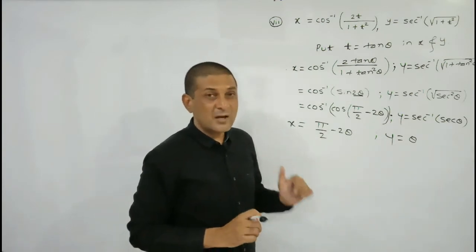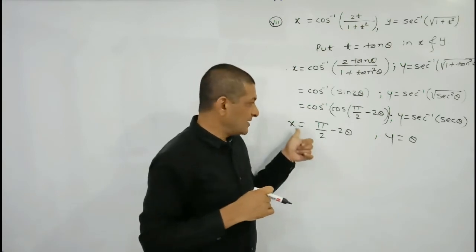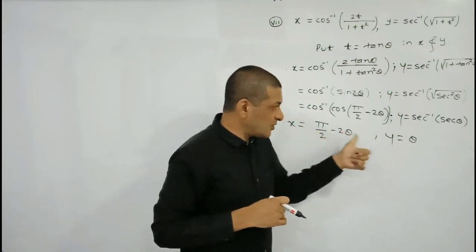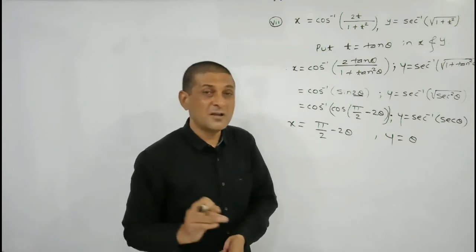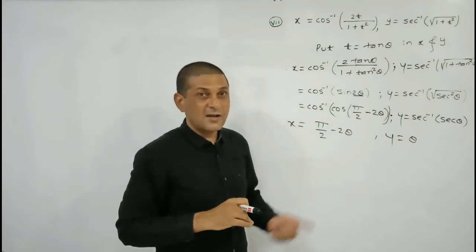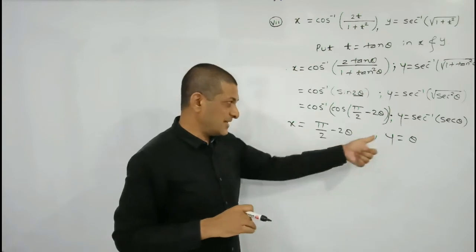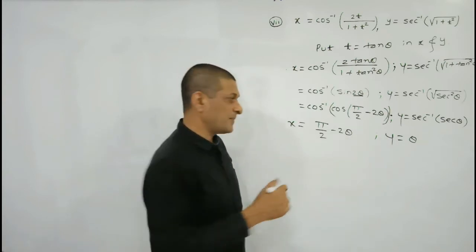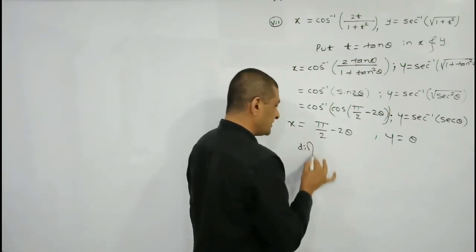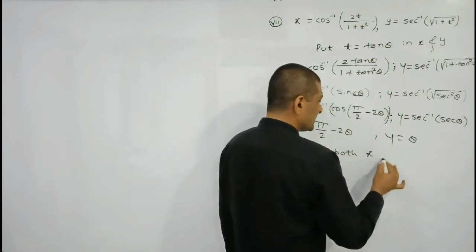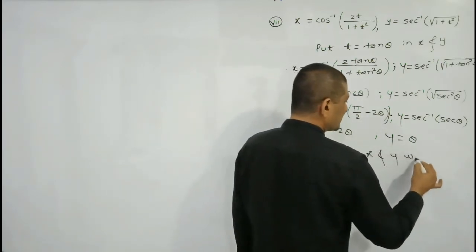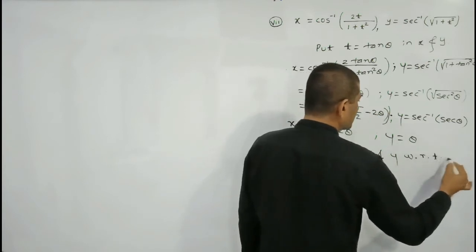Means we have got the value of x in terms of theta and y also in terms of theta. Now we can consider that the value of x is in terms of theta and y is also in terms of theta. So theta can be considered as what? Parameter, isn't it? Now we are differentiating both x and y with respect to theta.